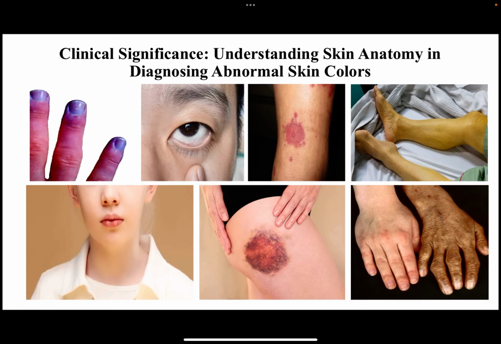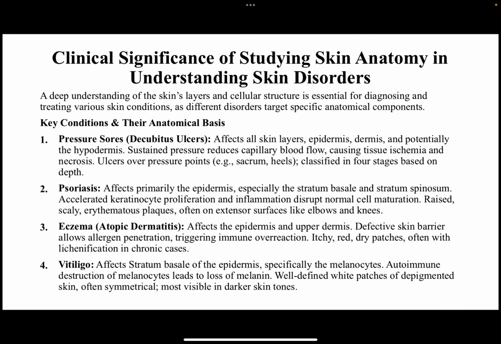Then we have bruising. This is what we call bruising. The last one is what we call bronzing. You see, the skin has become very brownish. Yes, that is what we call bronzing.